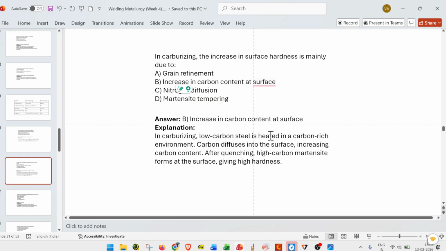So in carburizing, low carbon steel is heated in a carbon rich environment, and carbon diffuses into the surface, increasing the carbon content. After quenching, high carbon martensite forms on the surface, giving higher hardness.